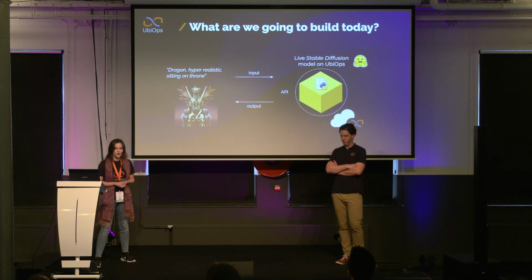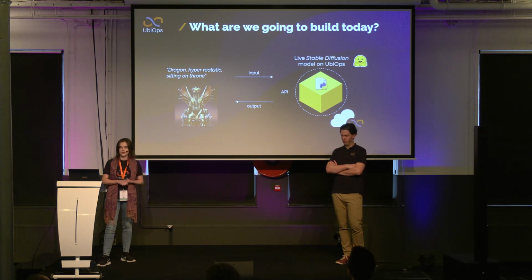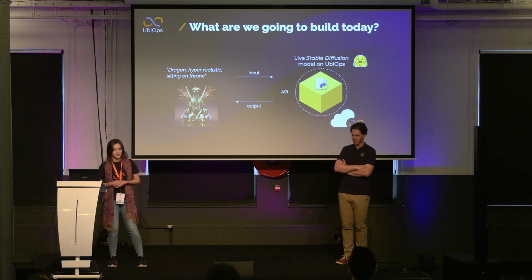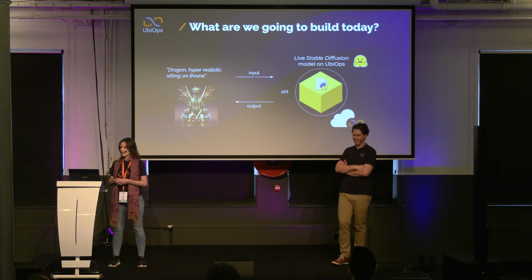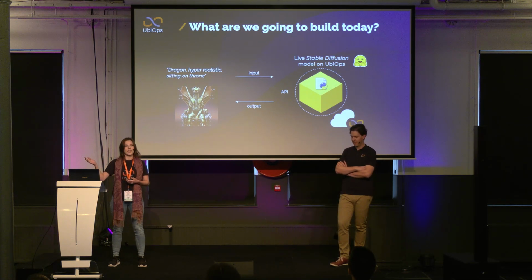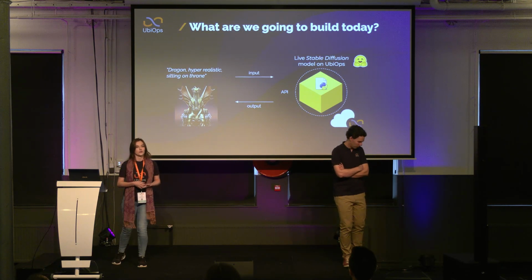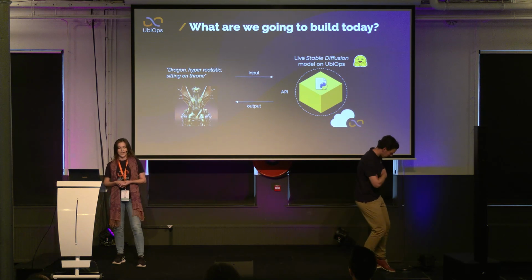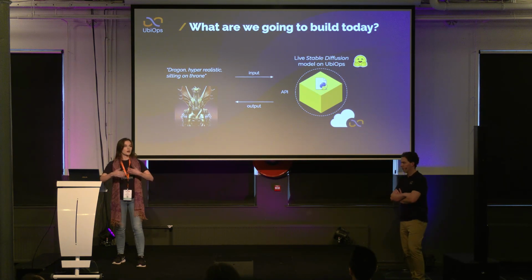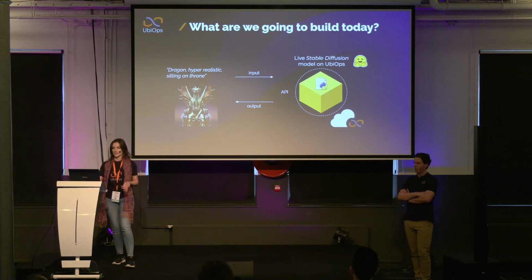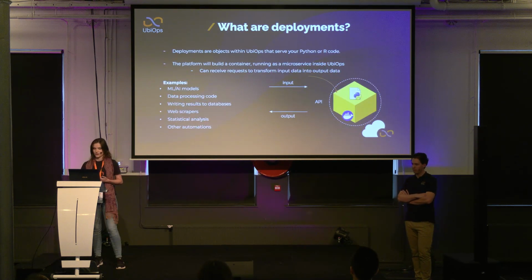So how this roughly looks when we put this on UbiOps is something like this. I'm going to send in a prompt. In this case, I just took an example of a dragon, hyper-realistic, sitting on a throne. I like dragons, so that's why. We're going to send that to an API endpoint. And that API endpoint is going to pass that data to a live Stable Diffusion model that's running on UbiOps, so that's running in the cloud. That model is going to come up with an image and send that back as output, and that's the output that we can receive. So that's very basically what we're building.